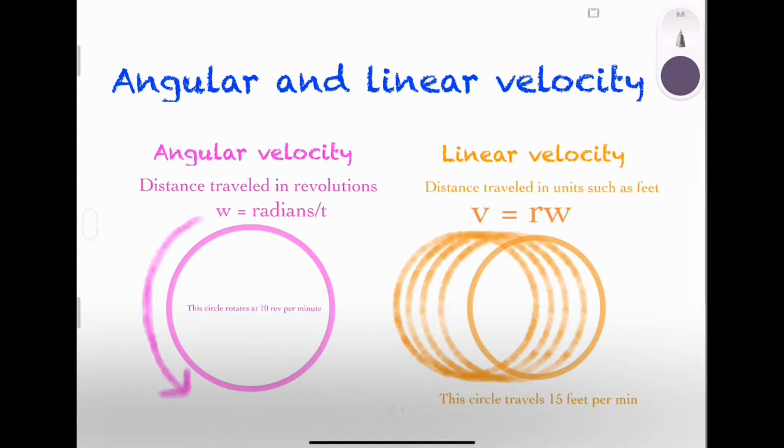For example, the circle below is rotating at 10 revolutions per minute, and since one revolution is equal to 2 pi radians, we know that the circle is traveling at 20 pi radians per minute.